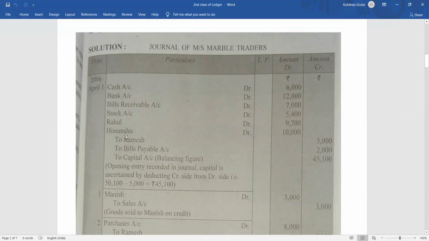Same with Rahul, same with Himanshu, right? The debit side, what will you write? To balance brought down the respective amount. And in case of Ramesh, you will write in the credit side, by balance brought down 3,000. Bills payable also, by balance brought down 2,000. And capital also, by balance brought down 45,100.